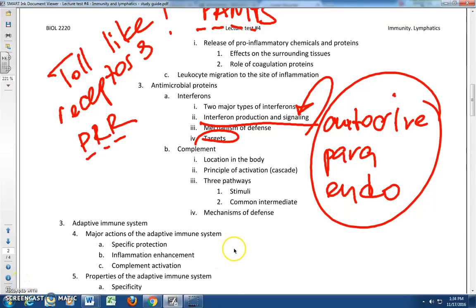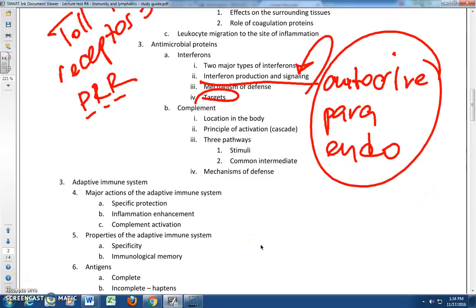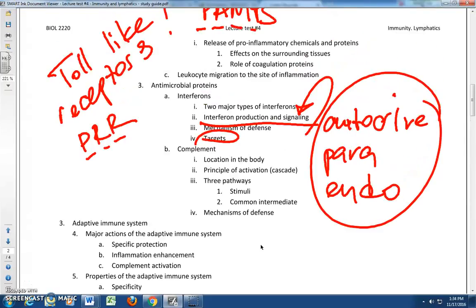Here we are, and we go next to the complement, right? So the complement, what you have to know is where it is. Where are the complement proteins? Where are they located? They can access every tissue. The blood. Okay, complement is in the blood.